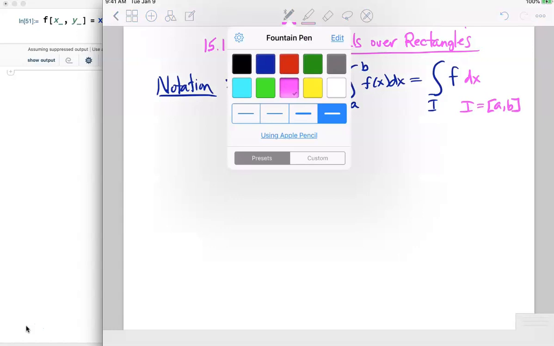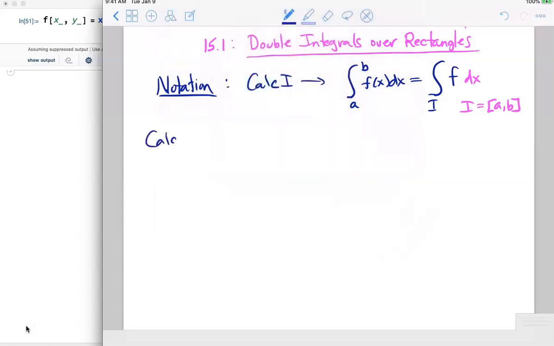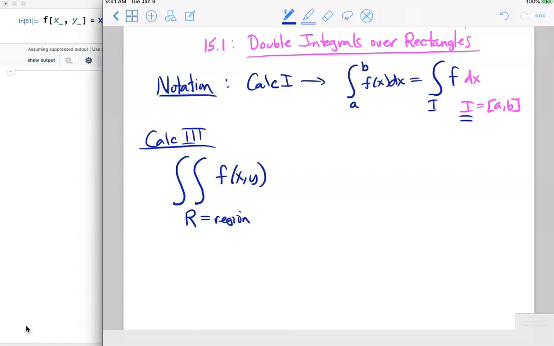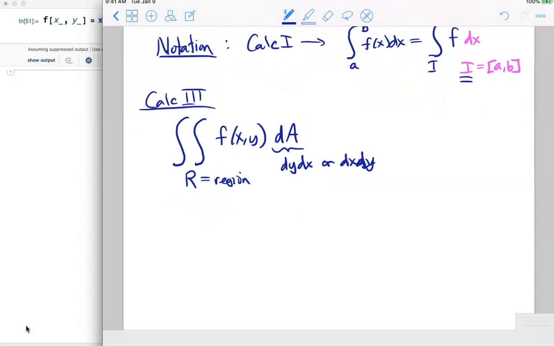Okay. So this notation extends to calculus 3, that we might want to have an integral, but it'll have to be a double integral because the function f has two variables, okay? And we're going to be integrating over R for region, instead of I for interval. And then we're going to have to put dA, and dA is meant to be either dy dx or dx dy. We'll need to talk about that notation and the differences between them.